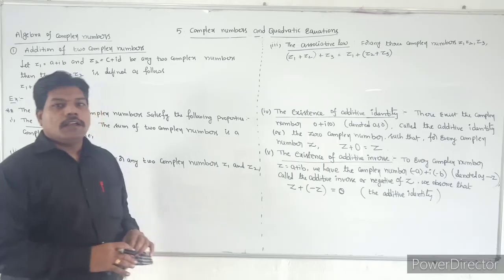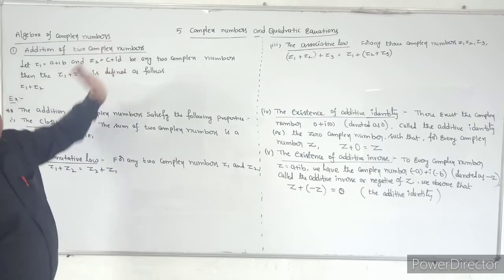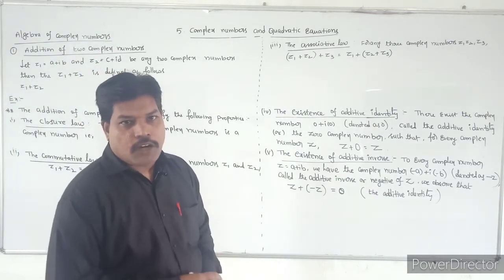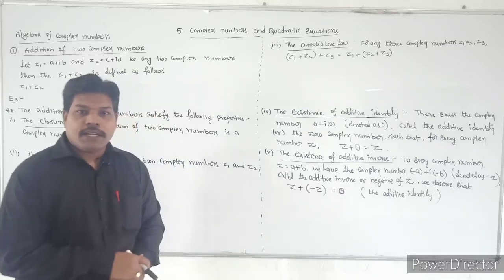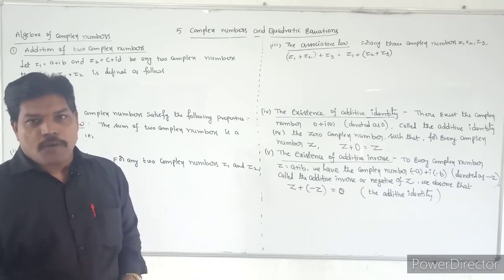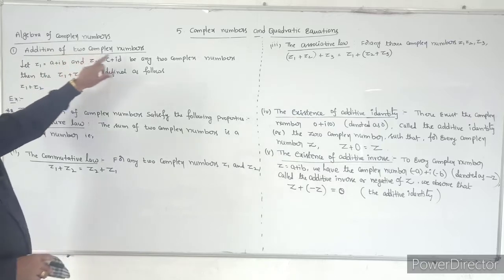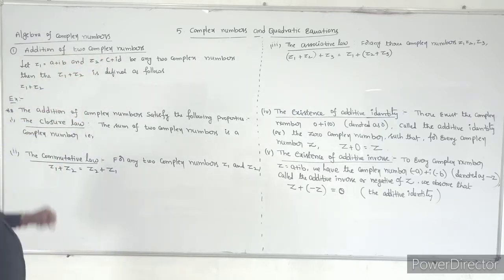See the questions. See next, students, algebra of complex numbers. So what is the meaning of algebra of complex numbers? It is the addition, subtraction, multiplication and division of complex numbers. So this is called the algebra of complex numbers. First we are going to start with the addition of two complex numbers. How to calculate that? How to add two complex numbers?